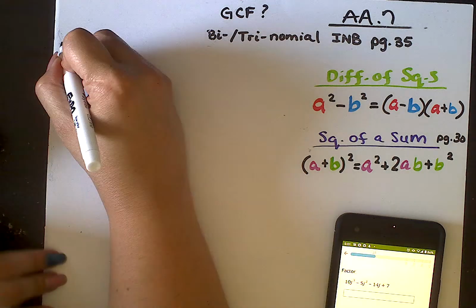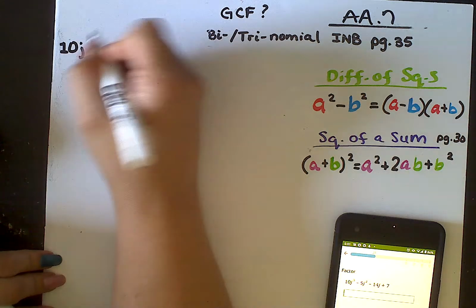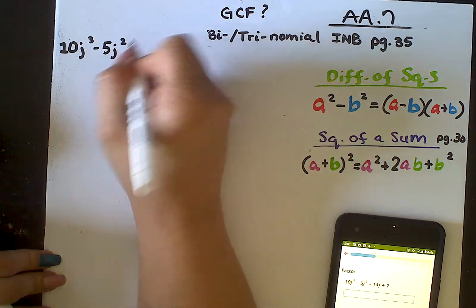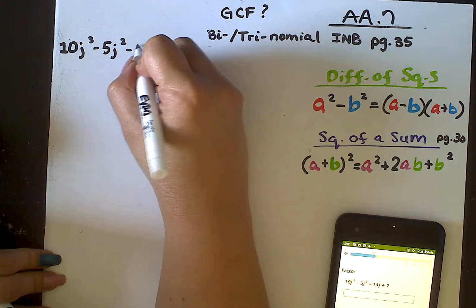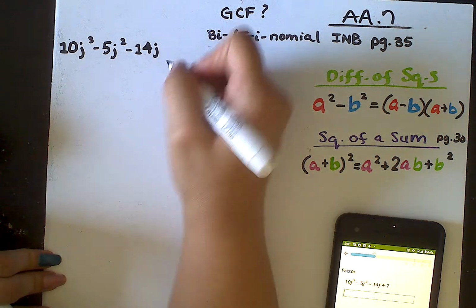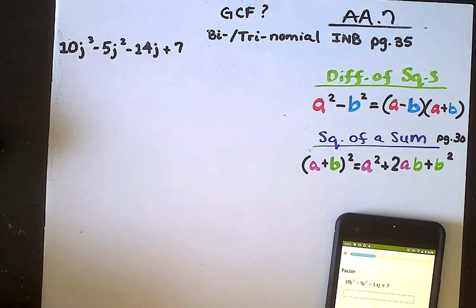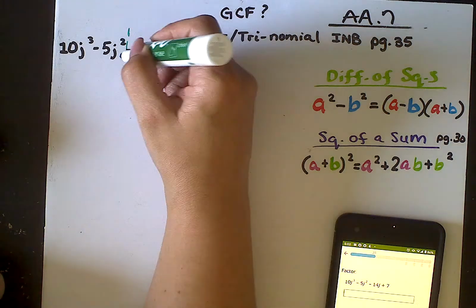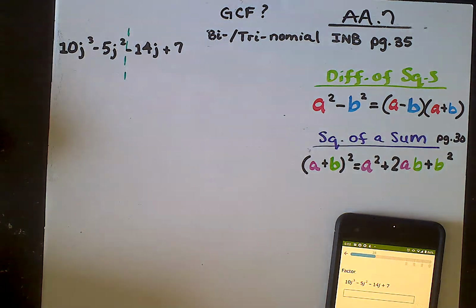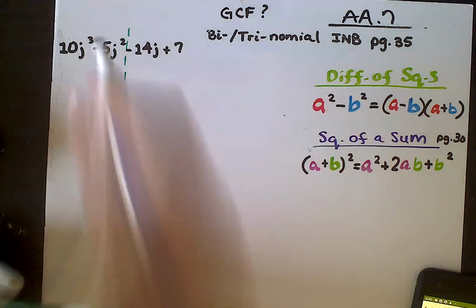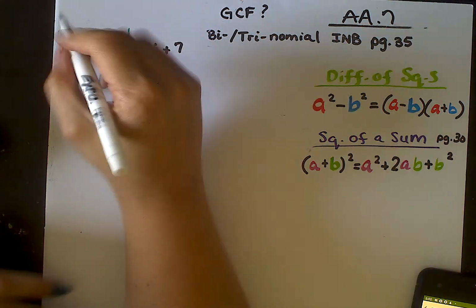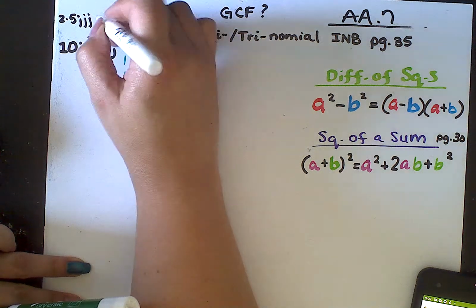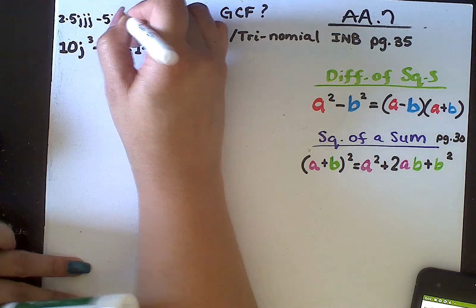Alrighty, so in this case here, I have 10j cubed minus 5j squared minus 14j plus 7. Okay, I don't see a GCF in all 4 terms. So let's split it down the middle. And I'll break it apart just the same way because that might help you guys. 2 times 5 and then 1, 2, 3 of those. Minus 5 and then 1, 2 of them.